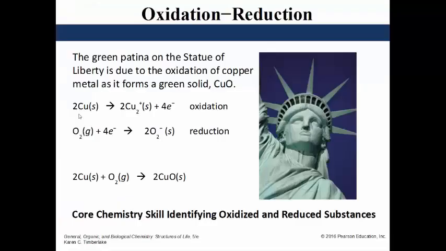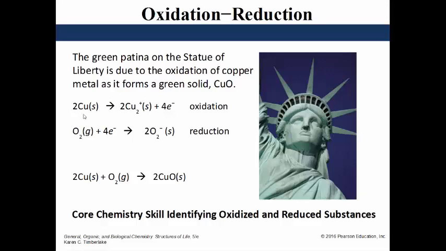A famous example of an oxidation-reduction reaction is the Statue of Liberty and how it has that very distinct, kind of a pale mint green color to it. The outermost layer of the Statue of Liberty is a version of copper called copper carbonate. Now, as this layer oxidizes, it forms a green solid, copper oxide. And here's how the Statue of Liberty gets that color.